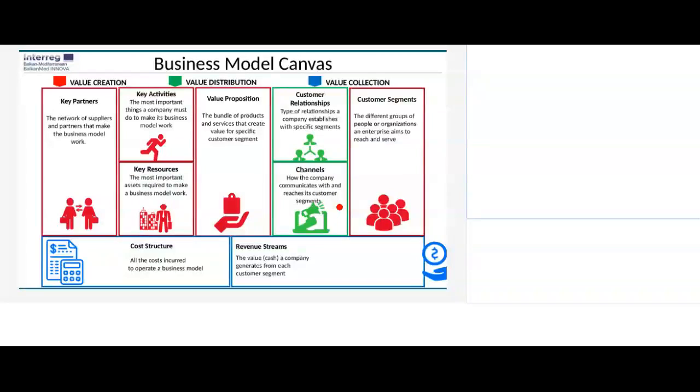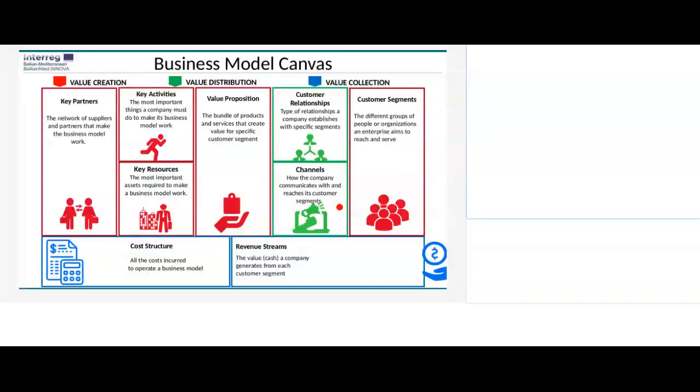And now let's move to the value collection. The value collection consists of two elements: the revenue streams and the cost structure. The revenue streams have to do with the value, might be mainly cash, a company generates from each customer segment.